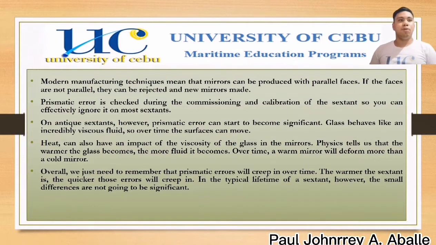Modern manufacturing techniques mean that mirrors can be produced with parallel faces. If the faces are not parallel, new mirrors can be made. Prismatic error is checked during the commissioning and calibration of a sextant, so you can effectively ignore it on a modern sextant. On an antique sextant, however, prismatic error can start to become significant.